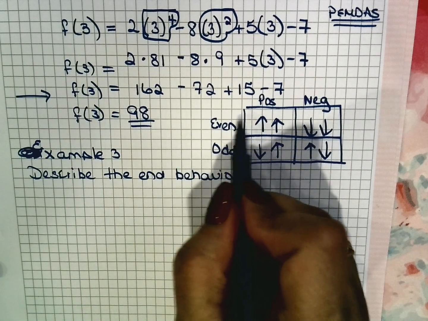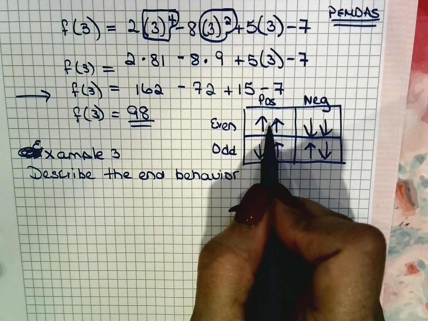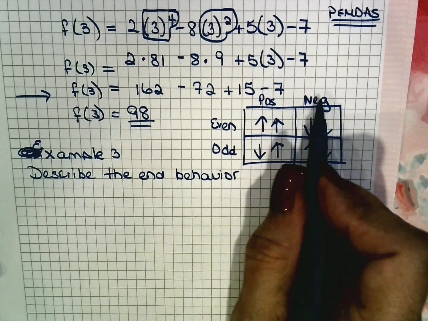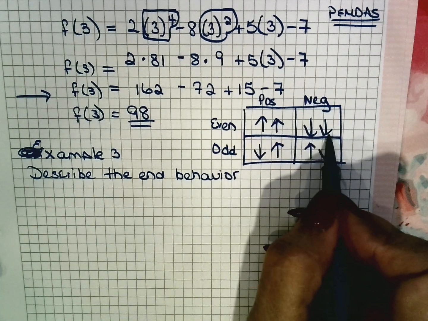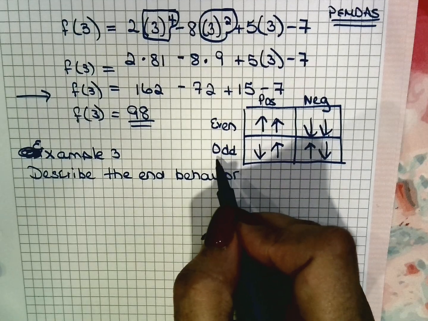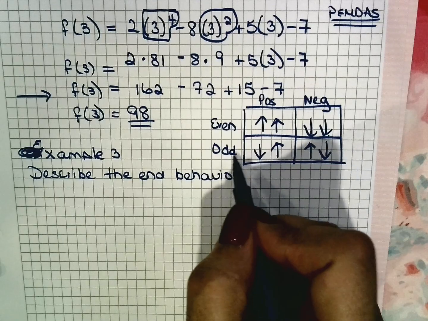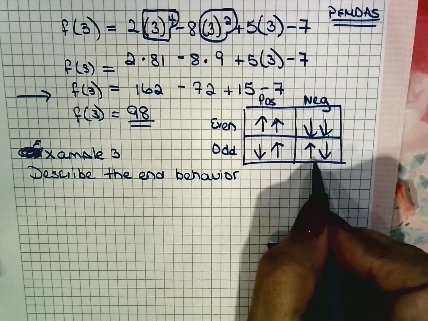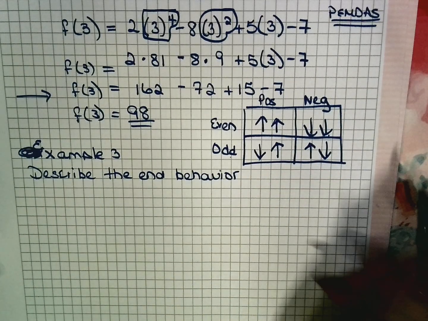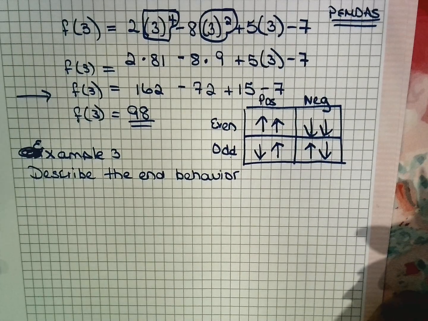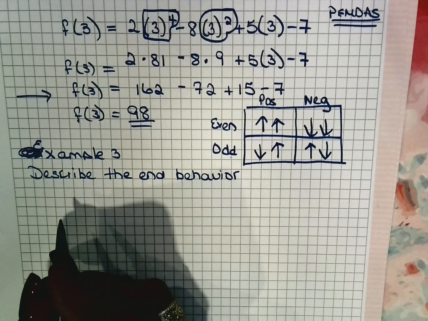So once again, an even degree that's positive is up and up. An even degree that is negative is down and down. An odd degree that is positive is down and up. And an odd degree that is negative is up and down. So if you want to memorize that little chart, go for it. Easy peasy. Okay, so let's go back to this.